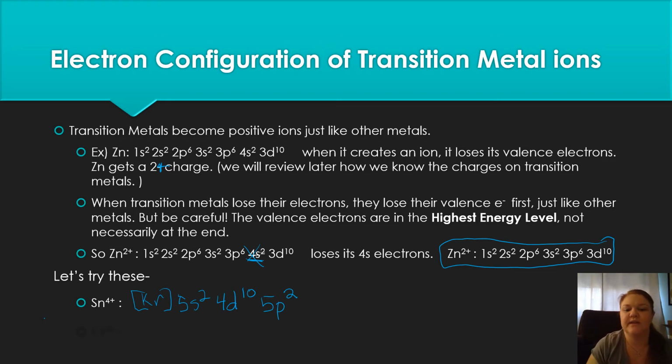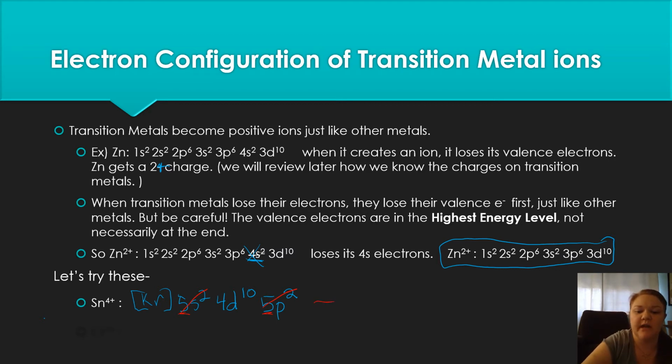So 5s2, 4d10, 5p2. If we want to make its ion form, so this would be for just tin, Sn, if we want to make it tin 4+, we've got to remove some electrons. So we have to remove the valence electrons first. Our first valence electrons to remove are these 5p2. Those are on the highest energy level, because they begin with the 5. We're not going to take any from that 4d, and then we'll take these 5s2 electrons. So 2 from the p, 2 from the s, and that's our 4 valence electrons.